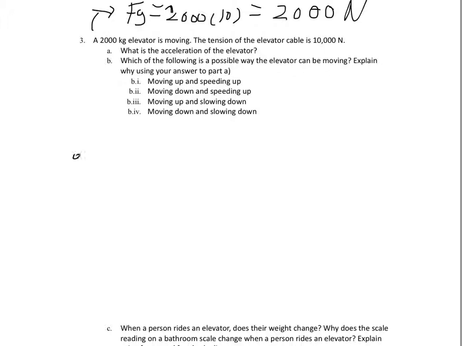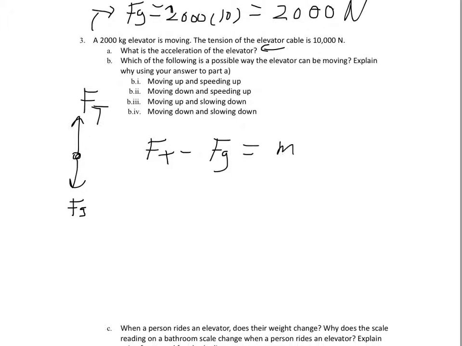So we're going to have this tension force, and we're going to have this weight force. And let's just go ahead. Let's assume that the elevator forces are not balanced since it's accelerating. So we'll say tension competes with weight, and the effect is that the mass accelerates. So we're going to have this 10,000 newton force competing with 20,000 newtons, and the effect is that this 2,000 kilogram elevator is going to accelerate.